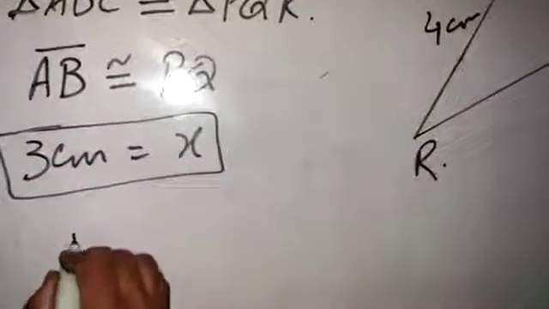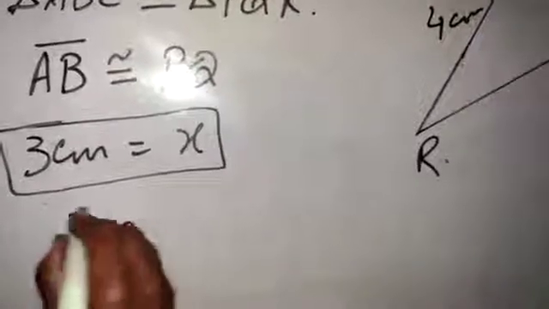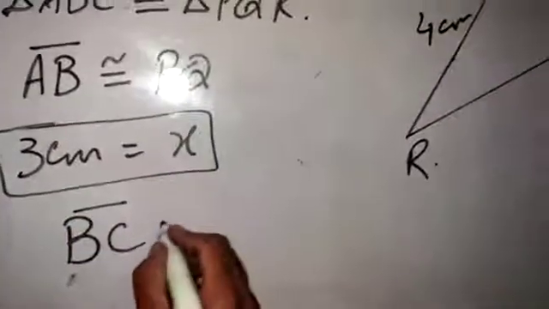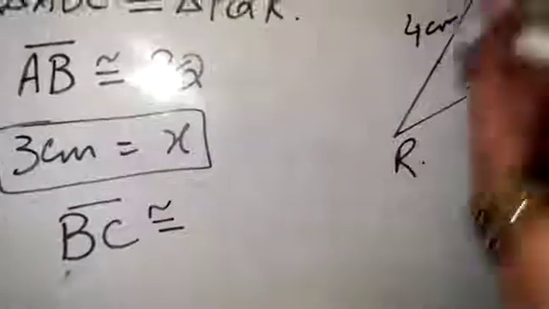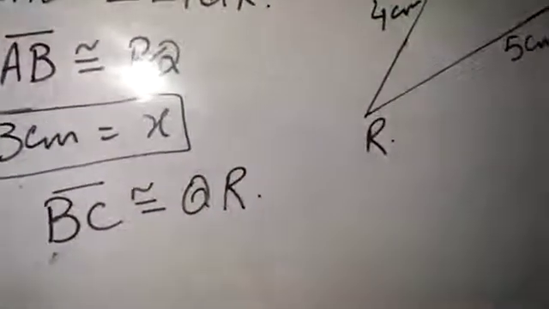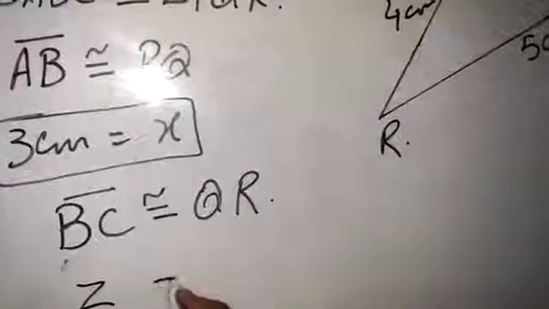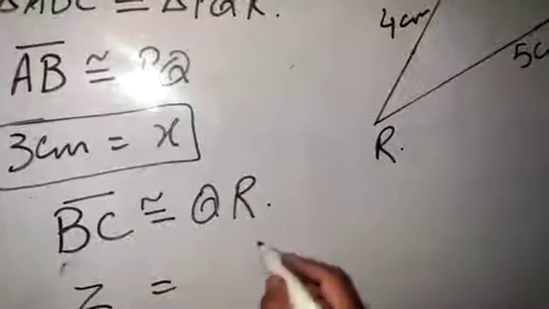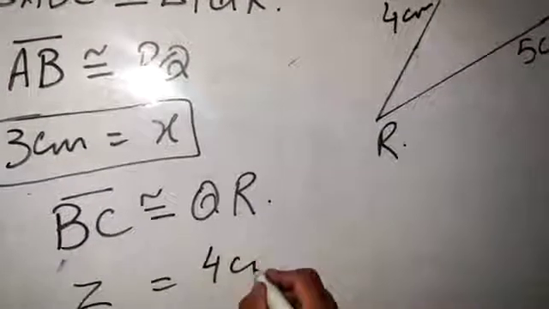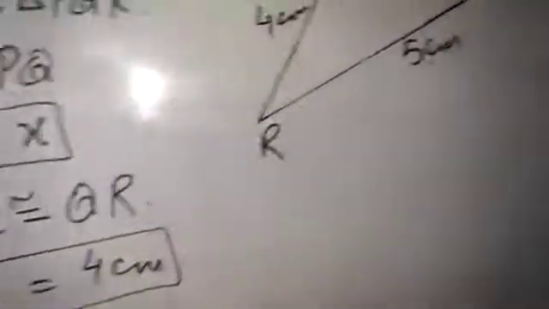Now side BC of triangle ABC is congruent to QR of triangle PQR. BC is z and QR is 4 centimeter. So z will be 4 centimeter.